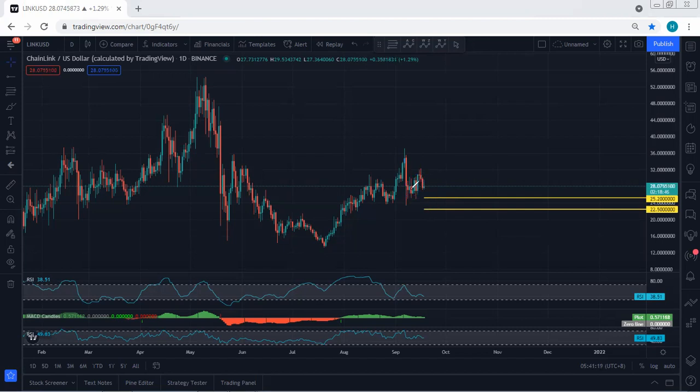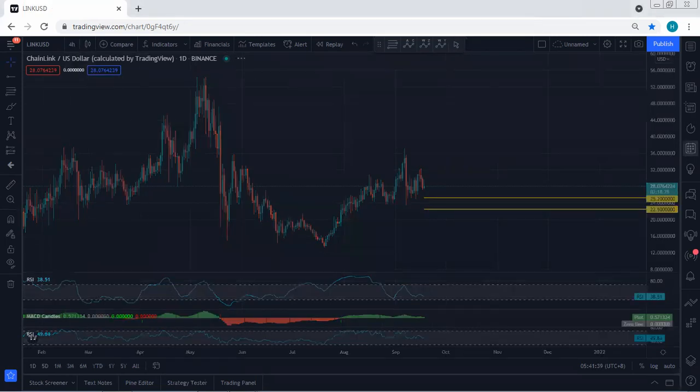But from what we can see here, we can still look for continuation. That means we can expect the price to continue, and even retest the previous top, which is the 36, without dropping to this zone. Anyway, we move to the lower time frame.